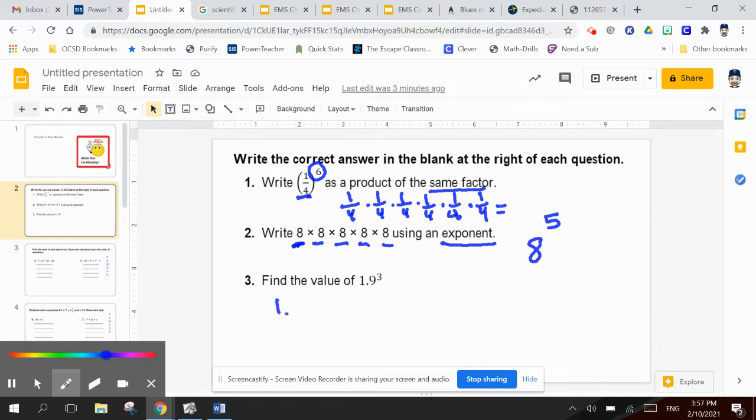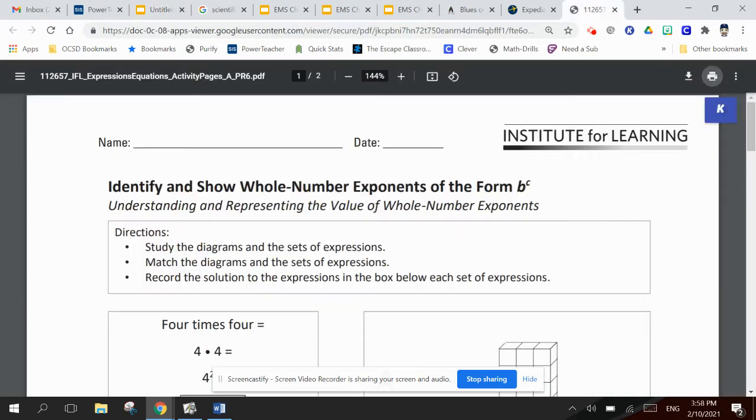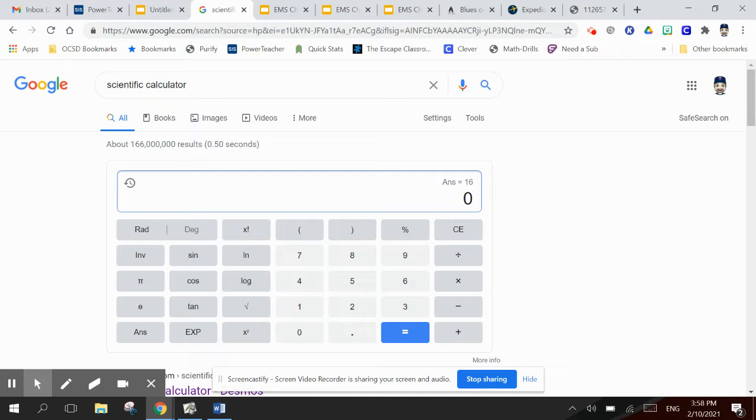Number 3 says find the value of 1.9 to the 3rd power. 1.9 to the 3rd power is 1.9 times 1.9 times 1.9. Now you can use several different things. I'm going to use a calculator, of course, because I can. Oops, wrong one. So here I have 1.9. I'm going to use my exponent button to the 3rd power, which equals 6.859.